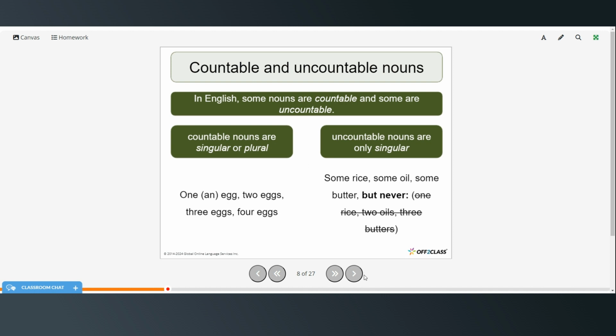All right, now we're going to talk about countable and uncountable nouns. So in English, some nouns are countable and some are uncountable. Now, countable nouns can be singular or plural. 1 egg, 2 eggs, 3 eggs, 4 eggs. But uncountable nouns only have a singular form. So things like rice, oil, butter. We can say some rice, some oil, some butter, but we never say 1 rice, 2 oils, 3 butters.